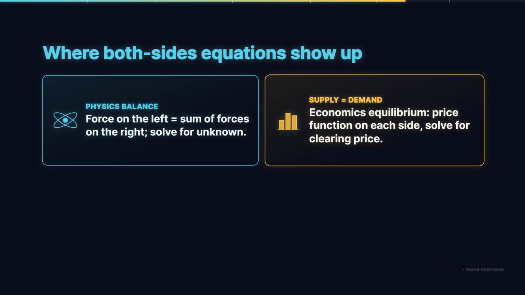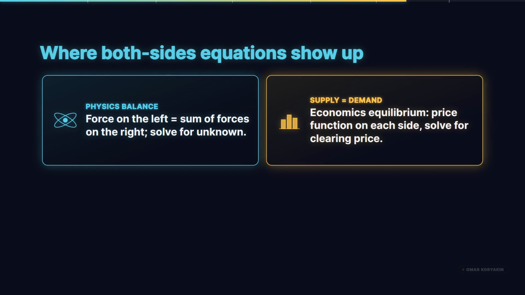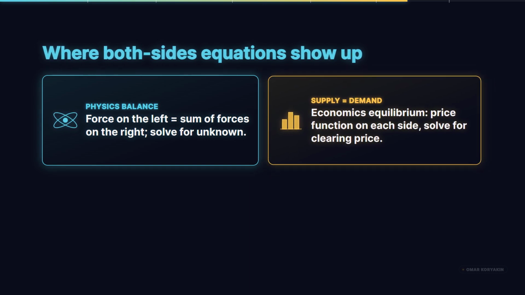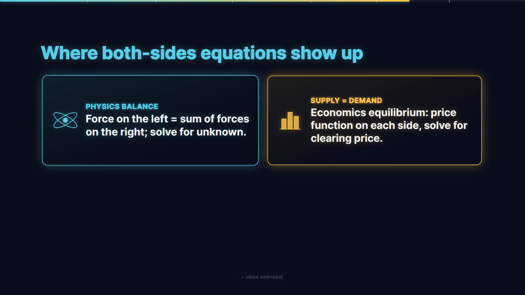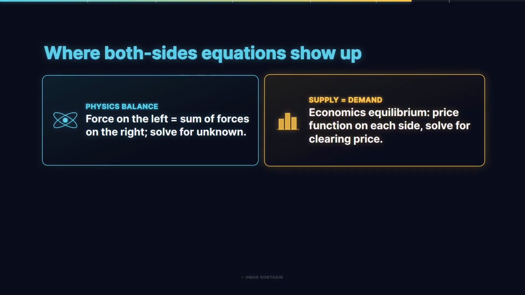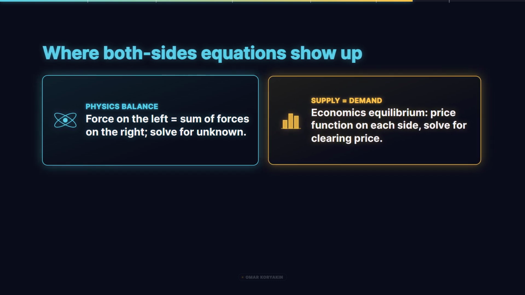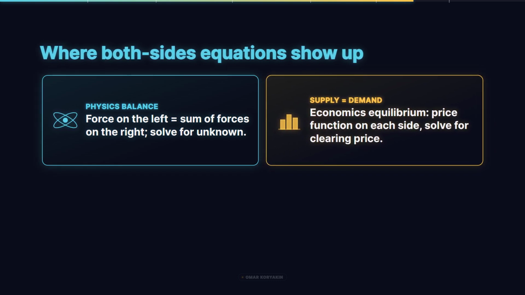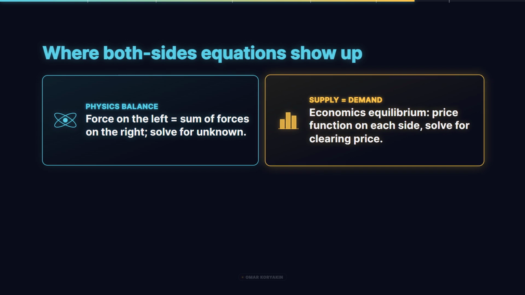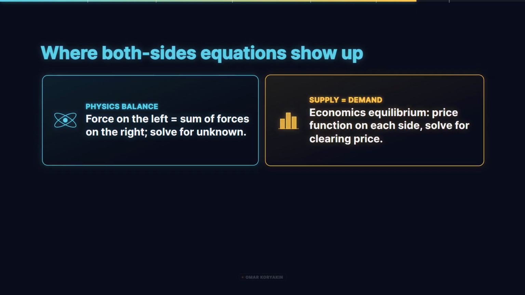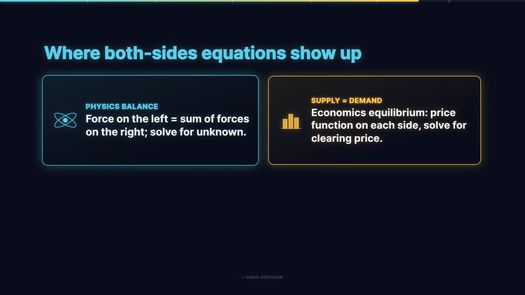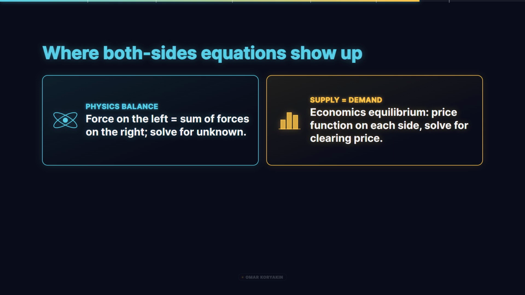In economics, market equilibrium is defined as the price at which the supply quantity equals the demand quantity. The supply function and the demand function are both expressions in price, and solving for the clearing price is a both sides equation in the price variable. Microeconomic problem sets across every undergraduate economics curriculum rely on exactly this kind of solving, and the algebra is precisely the workflow we covered today.